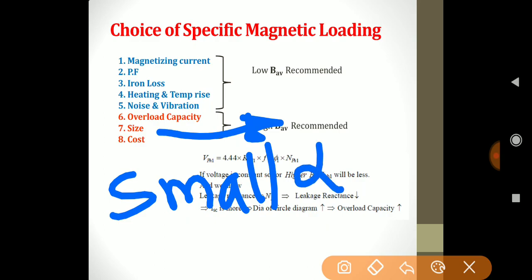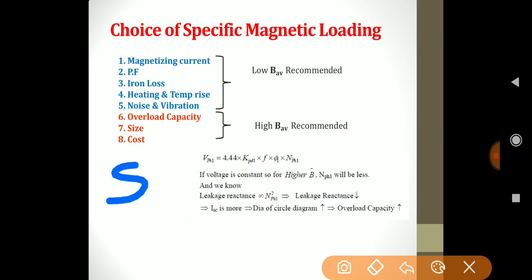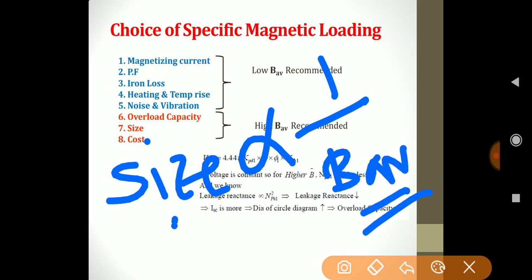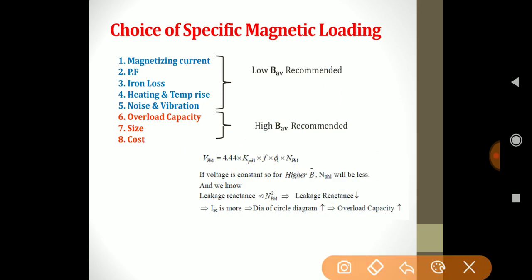So I can say the size of machine is inversely proportional to BAV. If BAV is high, then size is small, and it is always recommended to have a small size of machine because it is going to affect the cost of the machine, space, weight, many things. Okay. Next factor is cost.